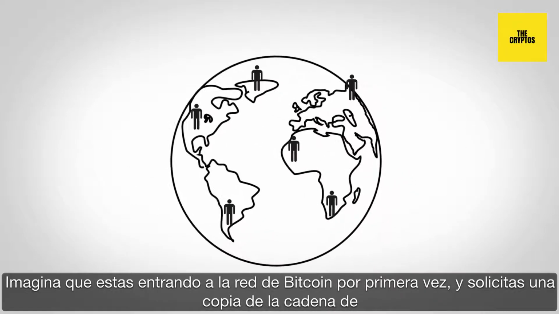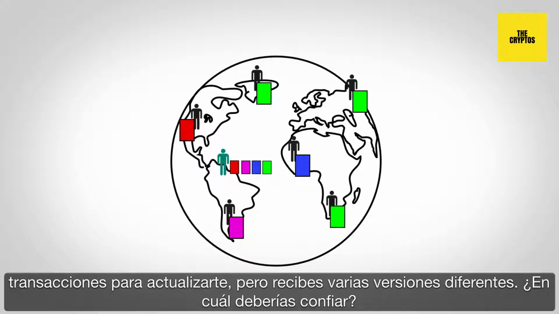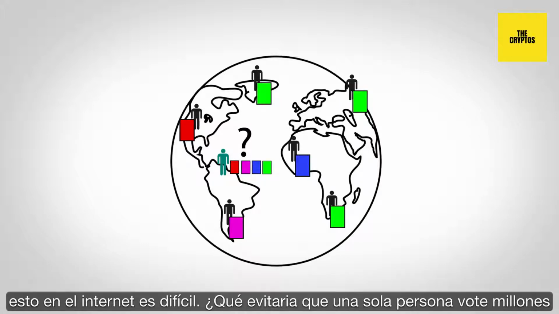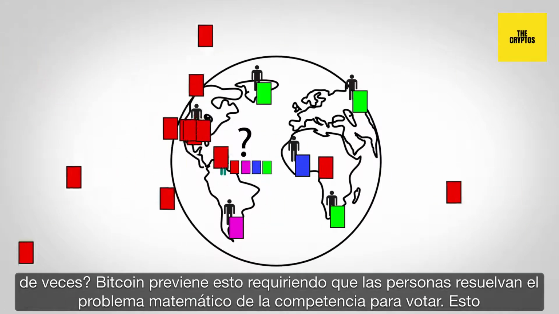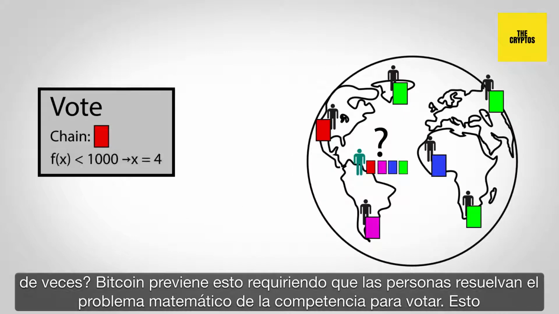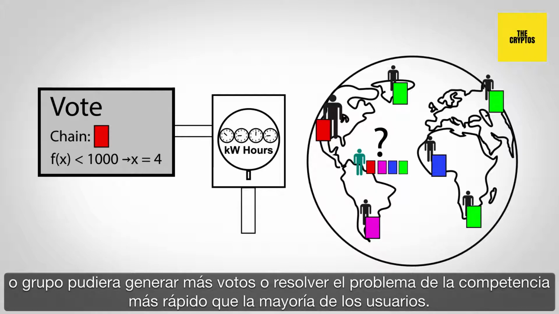Suppose you're joining the network for the first time and request a copy of the transaction chain to get caught up but receive several different versions. Which one should you trust? Ideally, you would trust the one that the majority of people are using, but determining this on the internet is difficult. What would stop a single person from voting millions of times? Bitcoin prevents this by requiring people to solve math problems to vote. This causes each vote to have a cost in computing power, making it unlikely that a single person or group could ever afford to outvote or outcompute the majority of users.